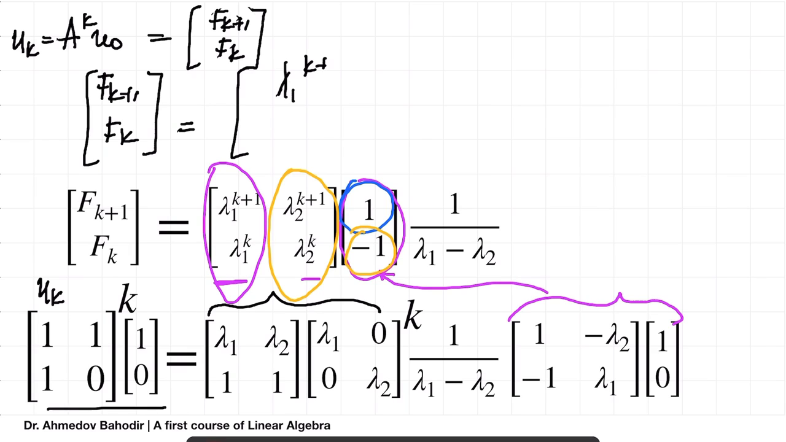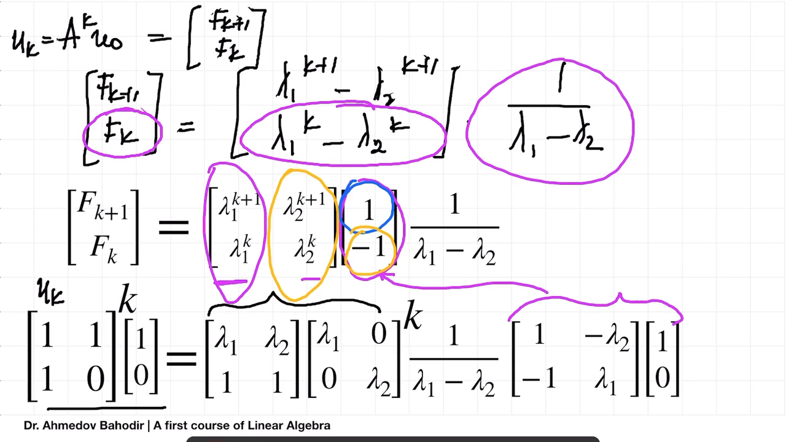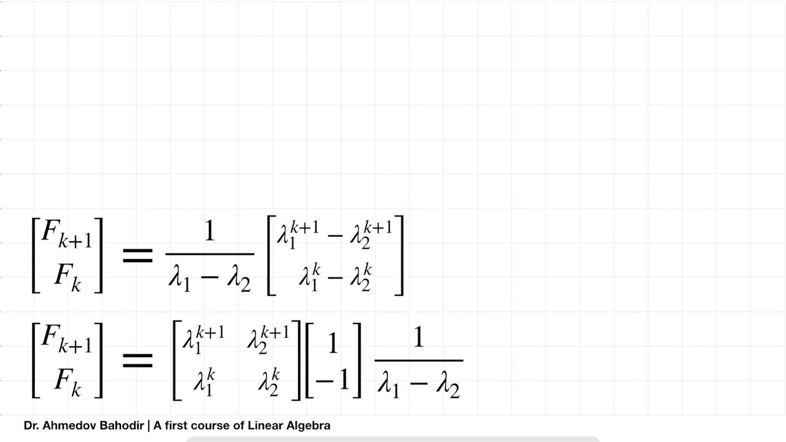So F_{k+1} and F_k is going to be equal to lambda 1 to the power of k plus 1 minus lambda 2 to the power of k plus 1, and lambda 1 to the power of k minus lambda 2 to the power of k, times 1 over the determinant, it's going to be this number. So do you remember what we wanted? We wanted to find F_k, right? So we just need to equalize this. So F_k is equal to the second row of this vector multiplied by 1 over the determinant, or 1 over lambda 1 minus lambda 2. So this is what we get as the F_k.